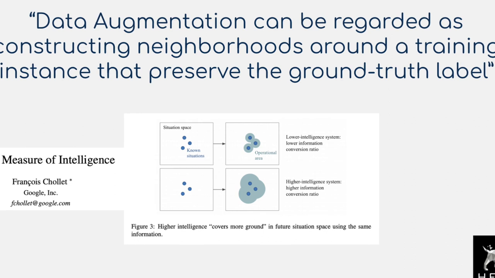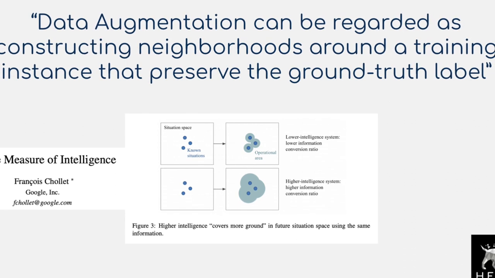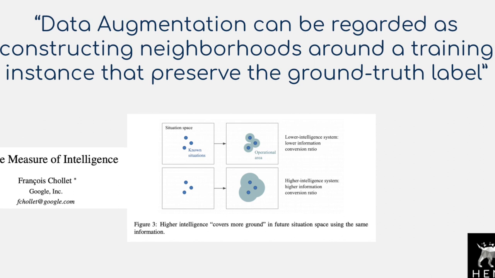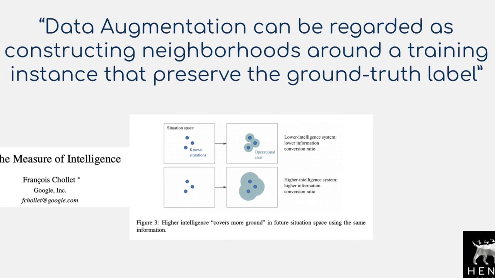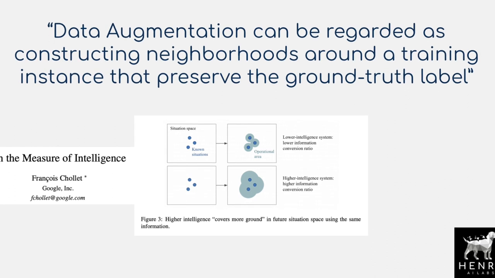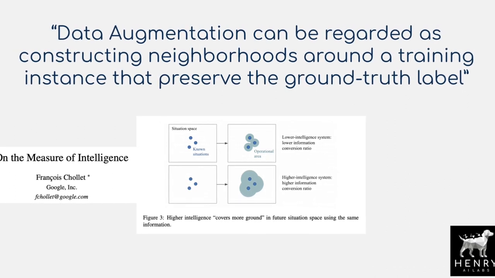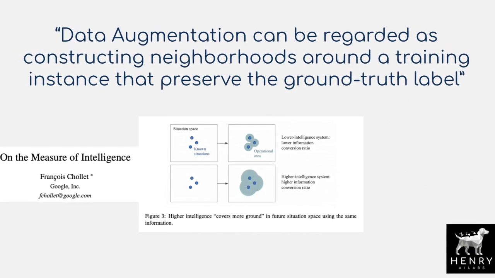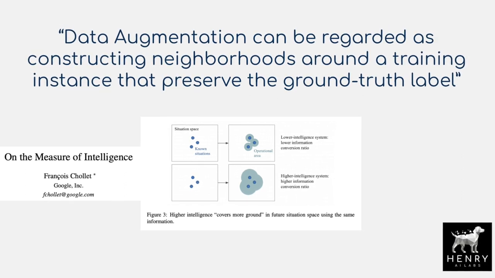This video will explain an interesting approach to applying data augmentation on text data for natural language processing applications. I think the most interesting part about this paper is the way the authors define data augmentation and use it to motivate their experiments. The authors view data augmentation as forming local neighborhoods around the available data points.